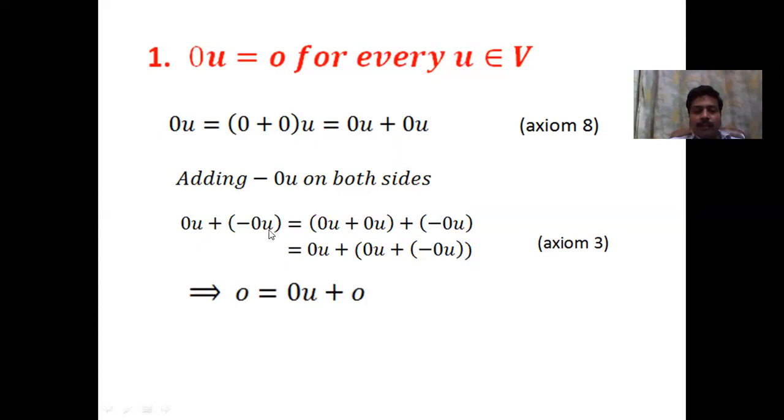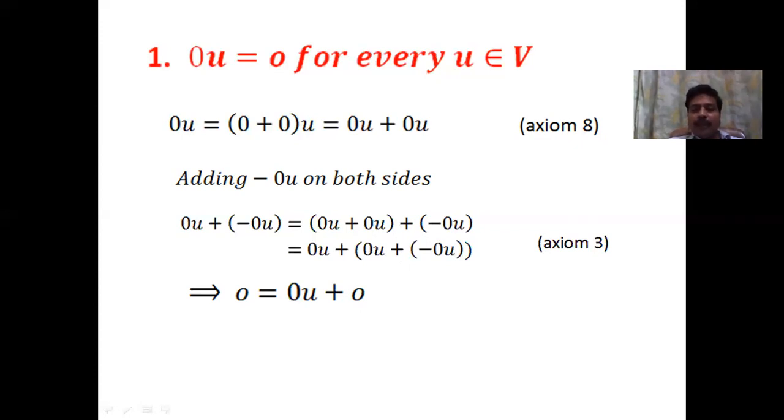0u plus minus 0u: a vector is added to its negative, so we will get the 0 vector. The 0 vector is O here, so O is equal to 0u plus minus 0u. 0 is a scalar, and this 0u is added to its inverse, so it is also the 0 vector. So finally we got O is equal to 0u plus 0.